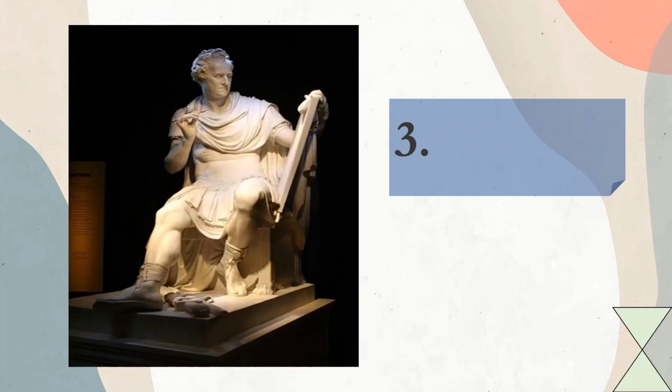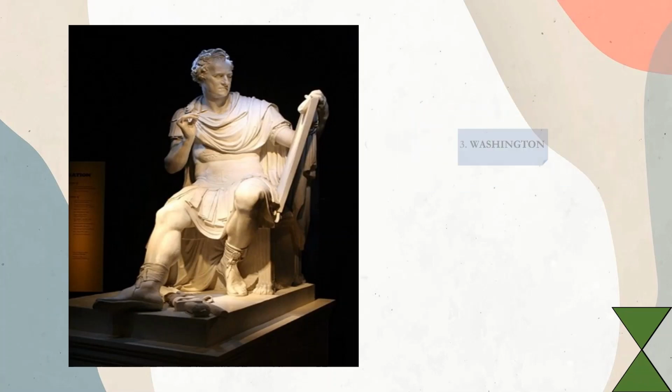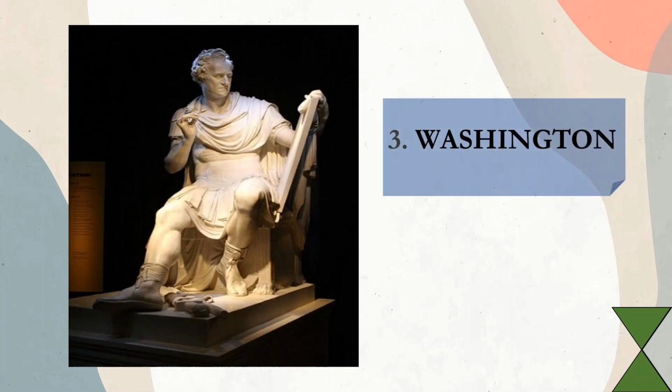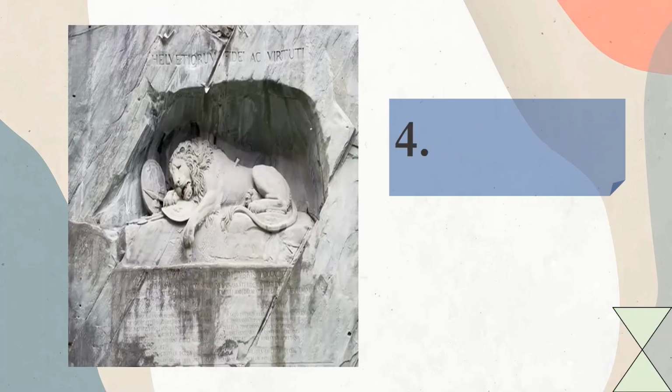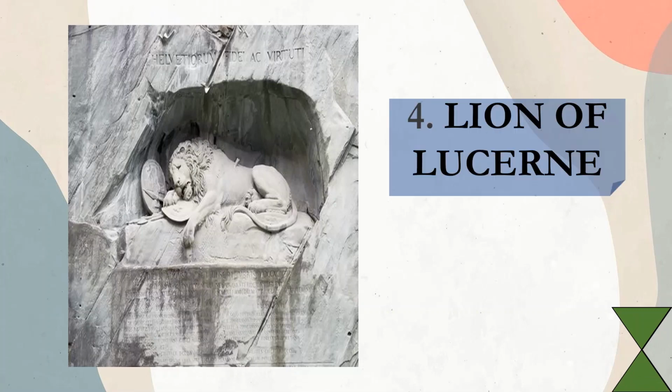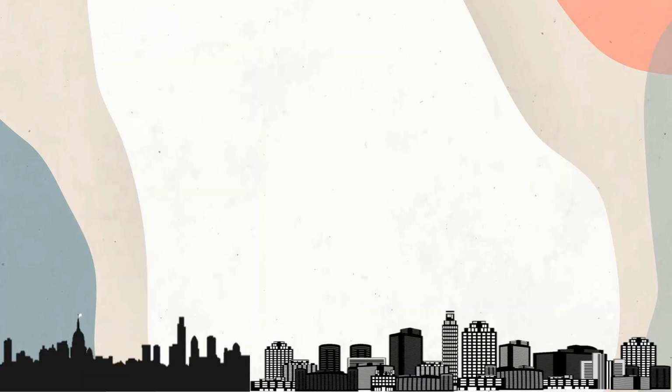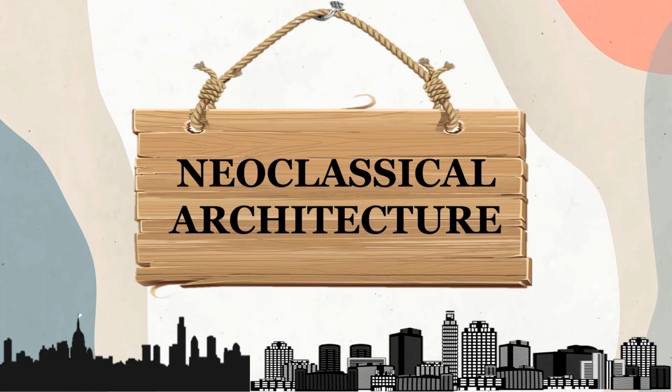3. What do you call this sculpture? Wow, that's right! This sculpture is called Washington. 4. What do you call this sculpture? That's correct! This sculpture is called Lion of Lucerne. Now, let's start our discussion.